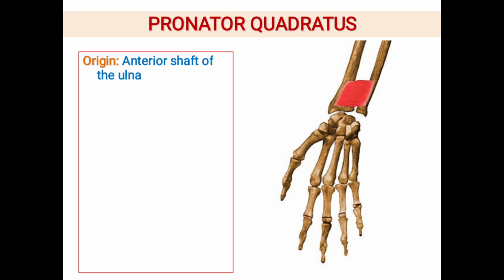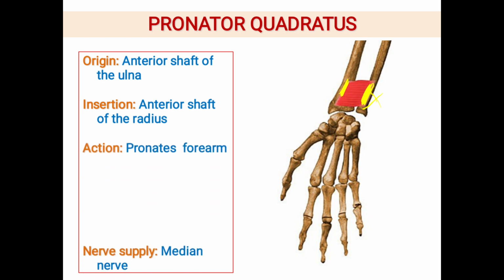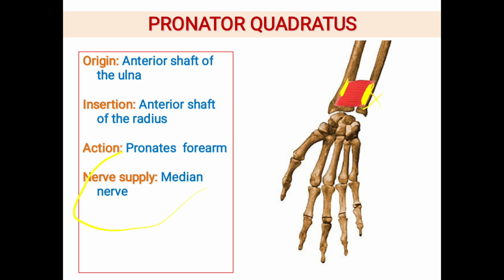Okay, so origin, you have the anterior shaft of the ulna, okay, right here, and you have the anterior shaft of the radius. Actually, it is the anterior distal shaft. Then, of course, it is in the forearm, and of course, your median nerve is the nerve supply. Okay. So, among the muscles, you have the flexor carpi ulnaris that is different because it has an ulnar nerve innervation.